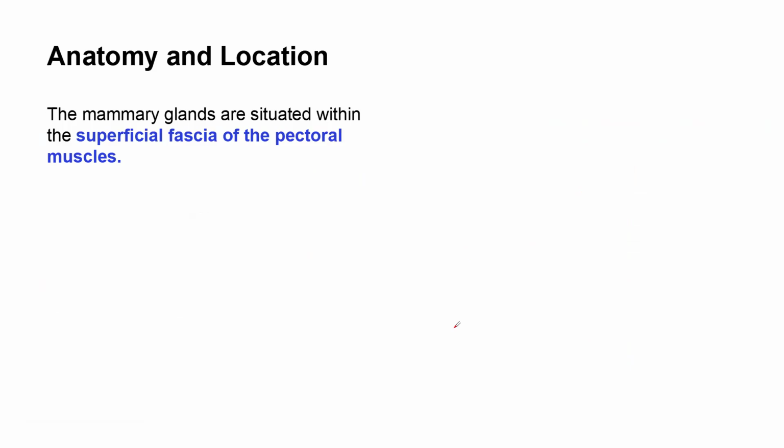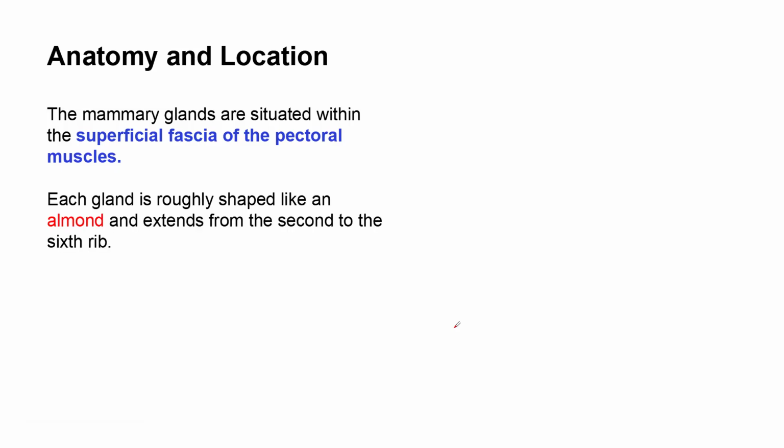The next thing is the anatomy and location of the mammary gland. Mammary glands are situated within the superficial fascia of the pectoral muscles. This is where we have the mammary gland. Each gland is roughly shaped like an almond, as we can see clearly, and extends from the second to the sixth rib.